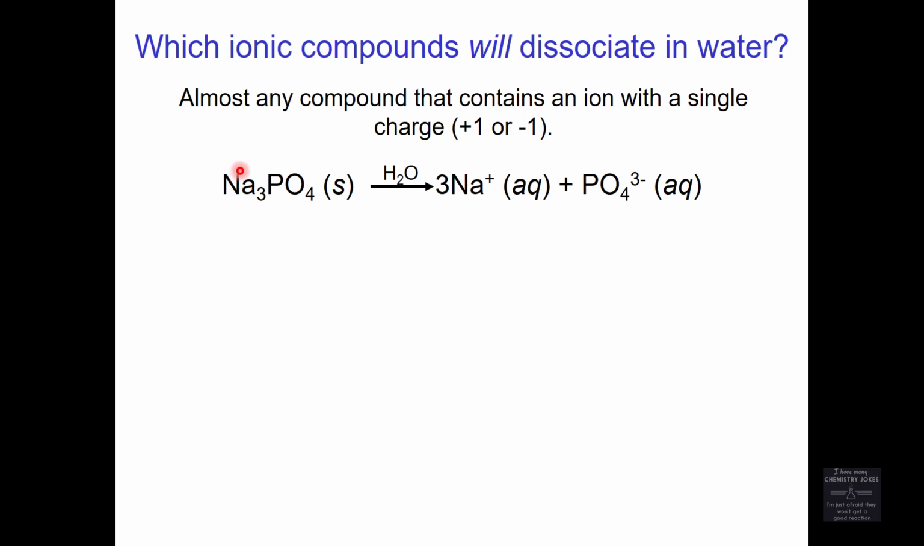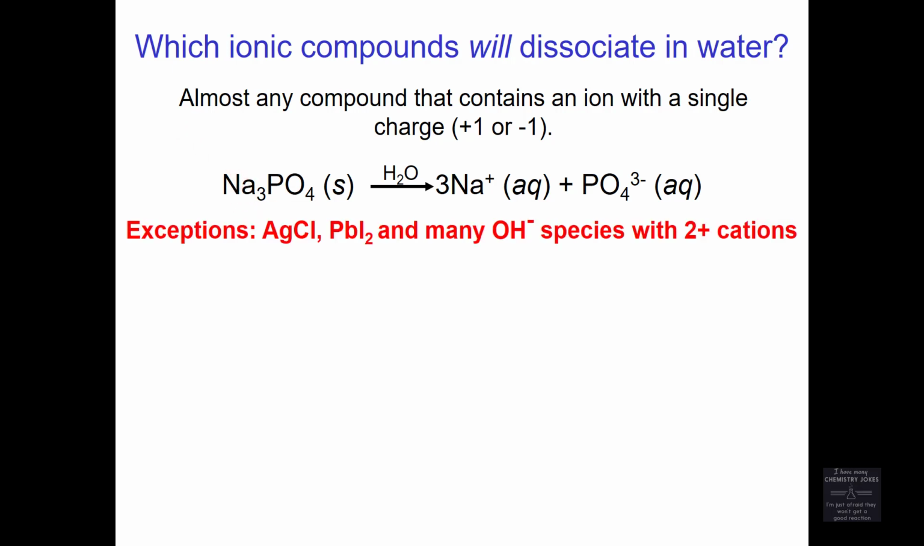Are there any exceptions to this rule? There are a couple. Not a lot, but a couple. Silver chloride is an example of an exception. That's a +1 charge with a -1 charge, not soluble. Lead iodide is an exception. Iodide is a -1 charge. That's an exception. A lot of hydroxides are insoluble if they're partnered up with a 2+ cation. So in general, if either of the partners of your ionic compound is a +1 or a -1, it's soluble, but there are exceptions. Okay.